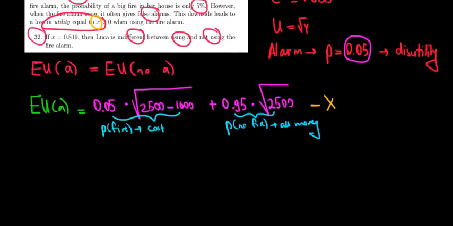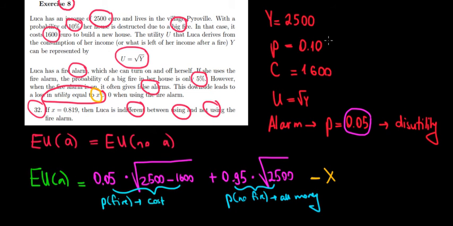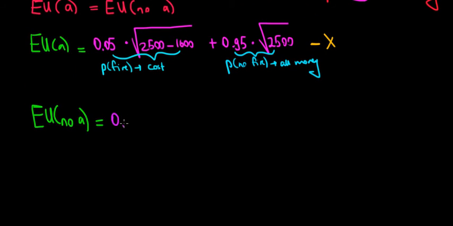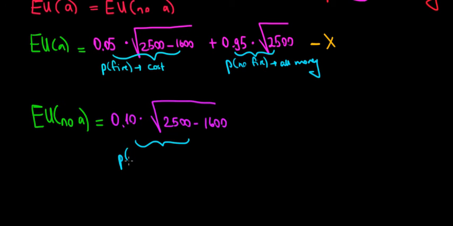Now, let's solve the expected utility of not using an alarm. So the expected utility of no alarm over here. What would that be? Well, in that case, we would have a probability of fire equal to 10%. It's given in the question. The probability of having the house on fire would be 10%. So we would have 0.10 multiplied with, what would be the income in that case? It would be 2,500 euros minus the cost of building the house, so minus 1,600. This is the probability of fire, now of 10% if we do not use an alarm. So therefore we have to incur a cost of building a new house.